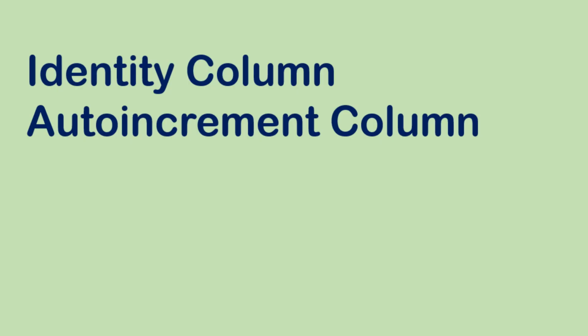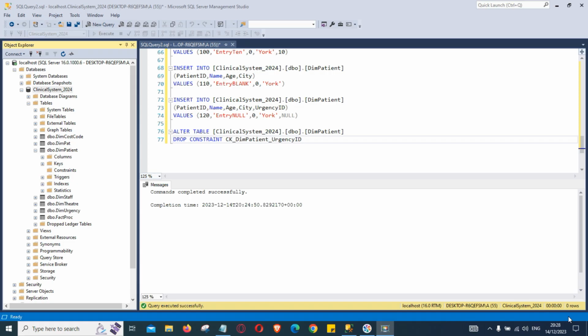The next thing we are going to look at is the identity column. Identity has two parts, seed and increment. Seed is the starting value of a column and the default value for the seed is 1, whereas increment is the incremental value that is added to the identity value of the previous row that was loaded, and the default value for the increment is also 1. Let's look at an example.